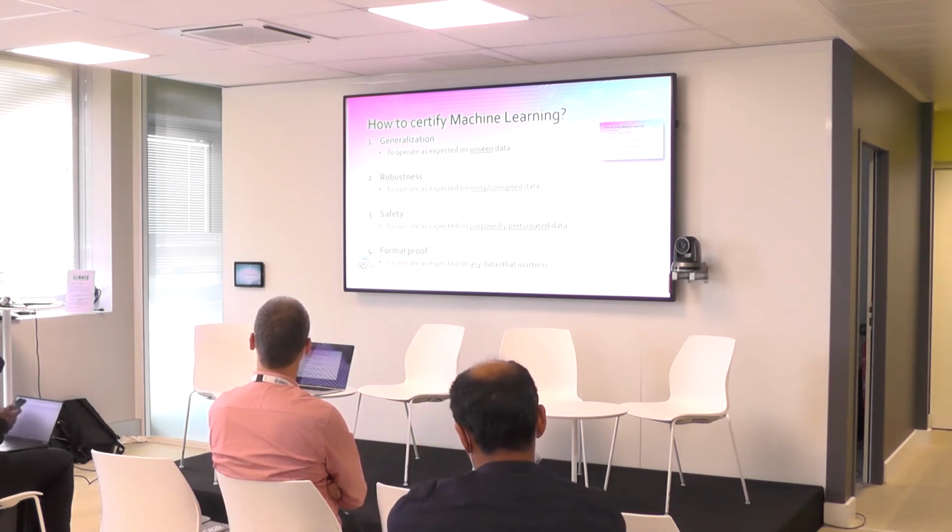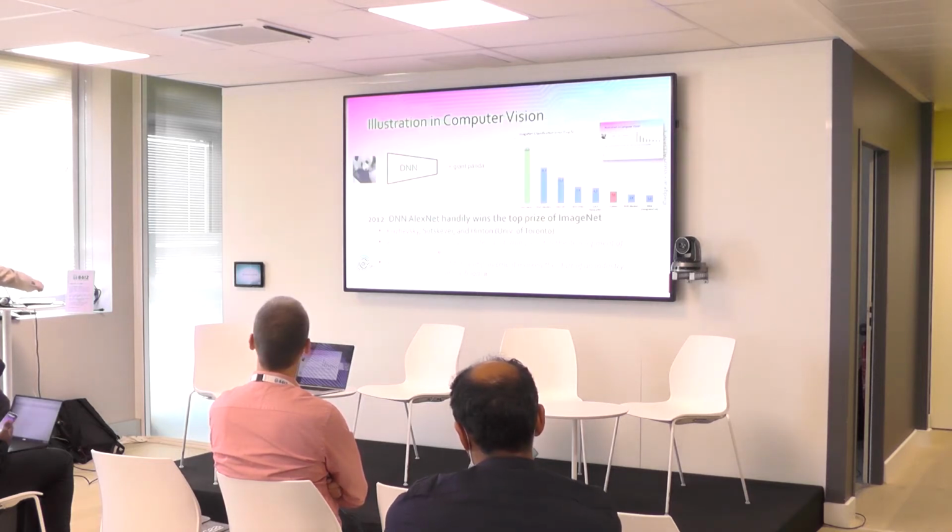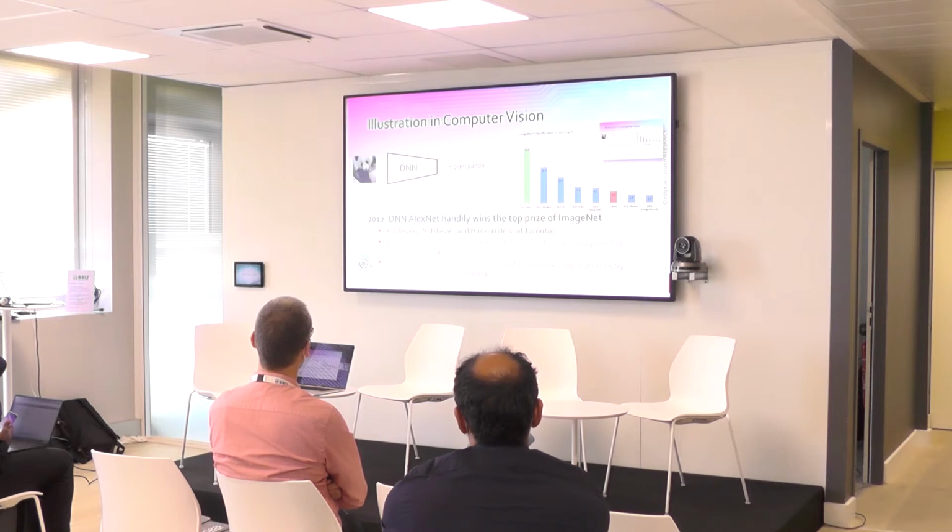What is next is the formal proof. Then I will have a proof that my system is operating as expected on any data that matters to me. I will take the example of ImageNet. The deep neural network is a box that succeeds in identifying the object depicted in the image. Everybody knows that in 2012 there was a breakthrough thanks to deep neural networks, AlexNet, and there is clearly a before and after AlexNet. Some say that this is the climax of artificial intelligence.